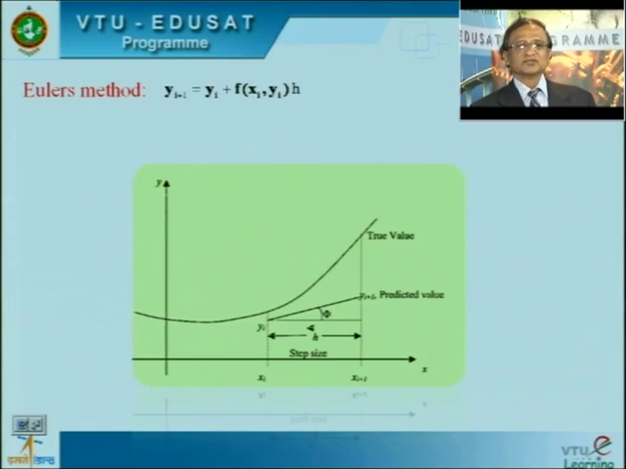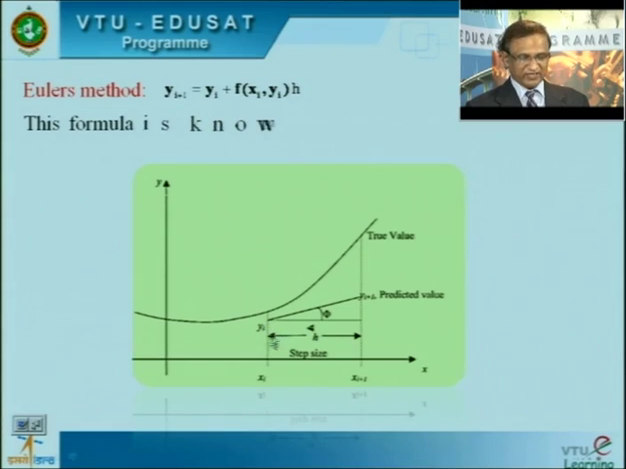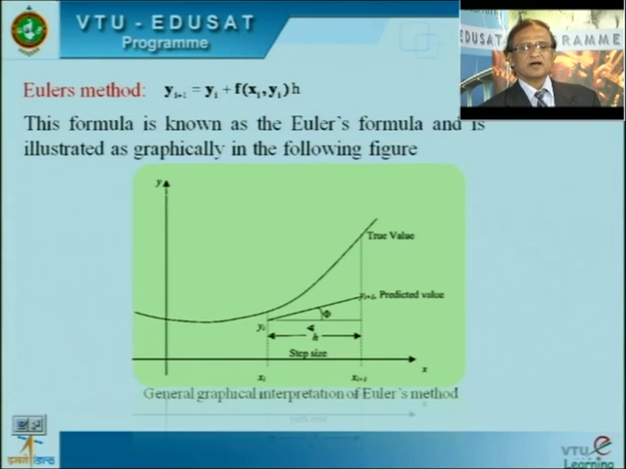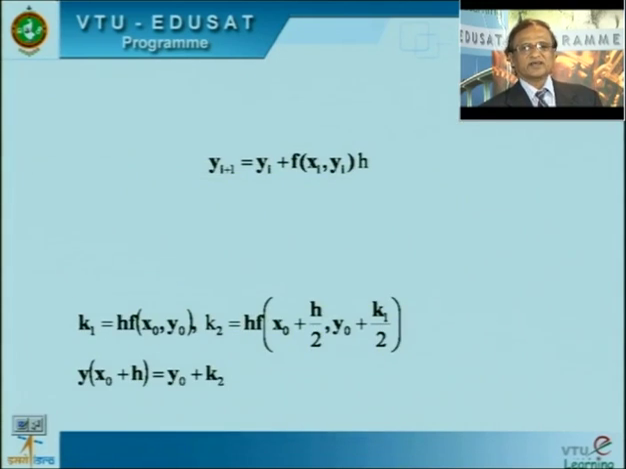As I have mentioned, this graph or this line represents the true value, and yi plus 1 is the predicted value, and this is the step size between xi and xi plus 1. Earlier we calculated yi, now we have calculated yi plus 1 at xi plus 1; that is the meaning. So, now you know the graphical meaning of Euler's method.